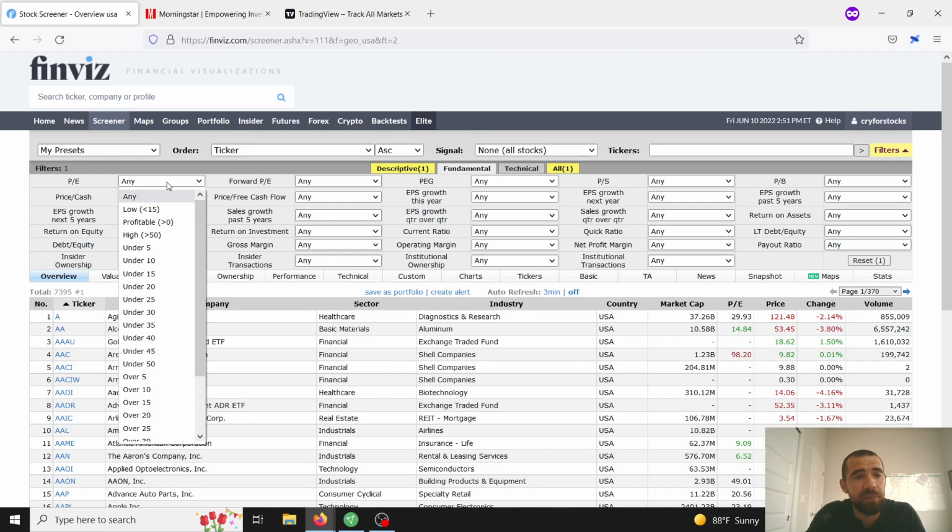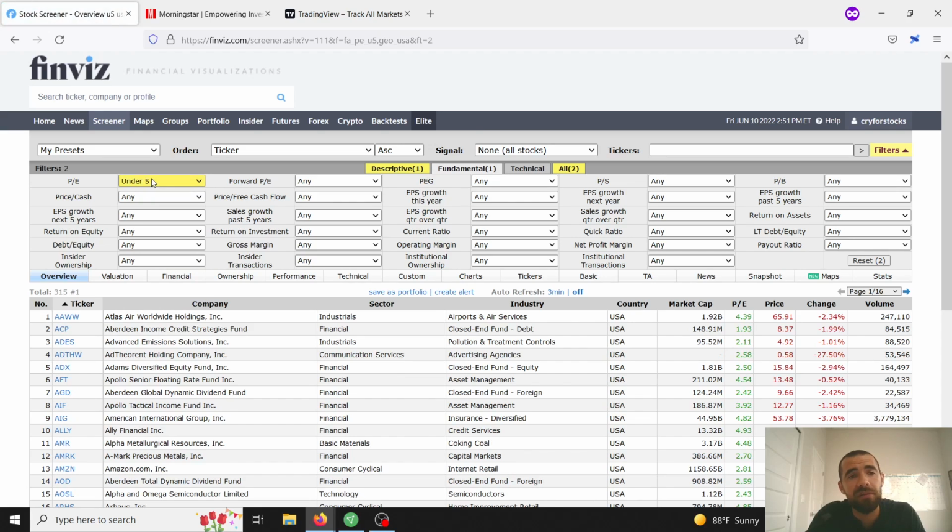The first one will be price to earnings. In a bull market, you might have a hard time finding any really good stocks with a price to earnings ratio under 15, which is pretty good too. But right now, in this current market in 2022, we might be able to find some really good stocks with the price to earnings under 5. So we'll set the price to earnings under 5.